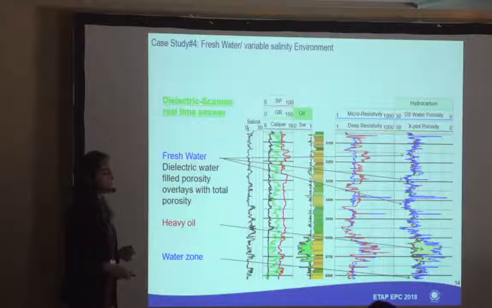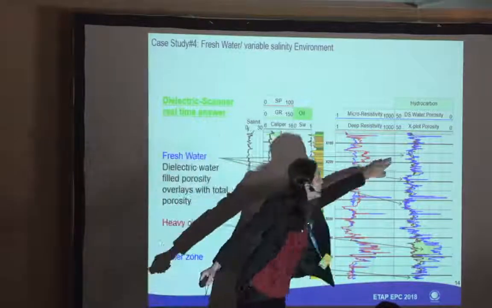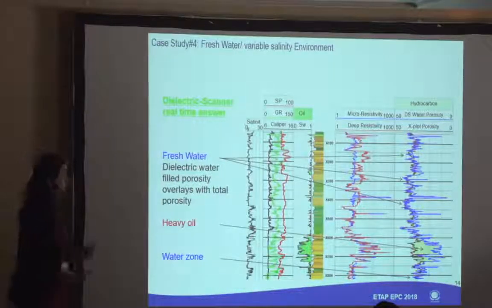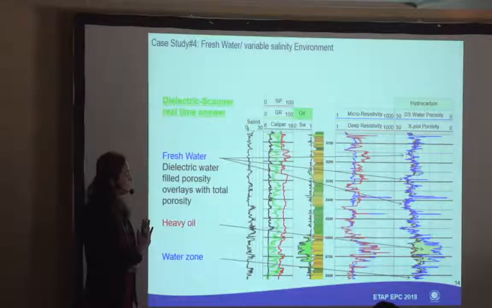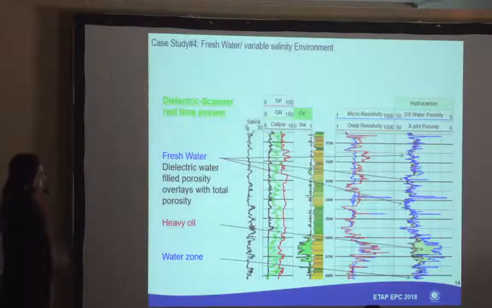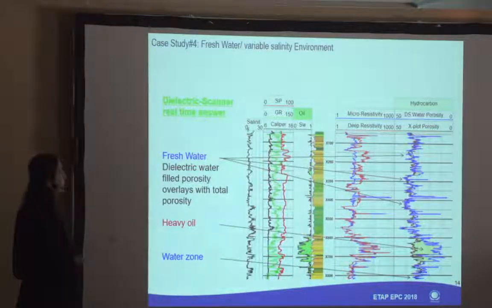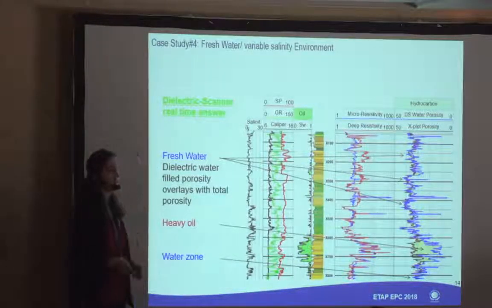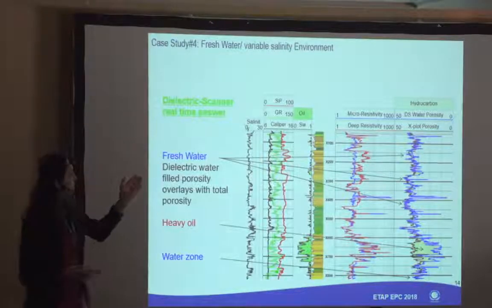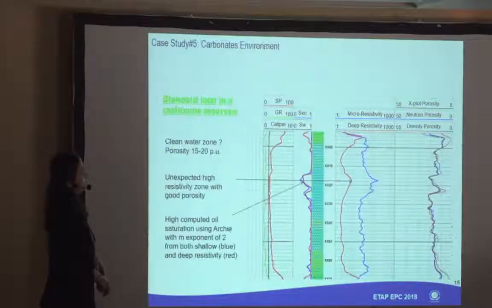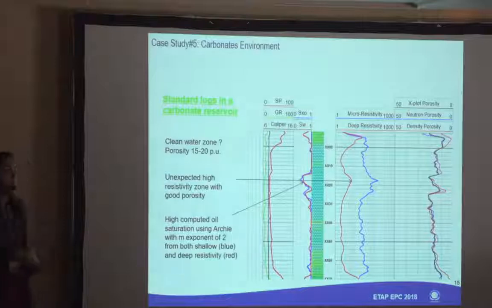The dielectric scanner shows here at the top an overlay between the water filled porosity and the total porosity, so it's not showing any hydrocarbon. At the bottom, where both resistivities are high, it shows hydrocarbon. At the top, it was showing no hydrocarbon potential. And why was the resistivity high? Actually, the salinity from the dielectric shows it was fresh water. That's why the resistivity was reading high, and this could mislead the interpretation. So this is one of the applications of the independent resistivity saturation measurements.